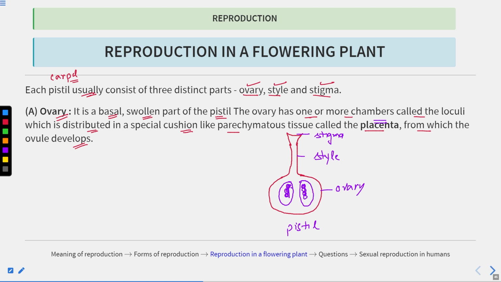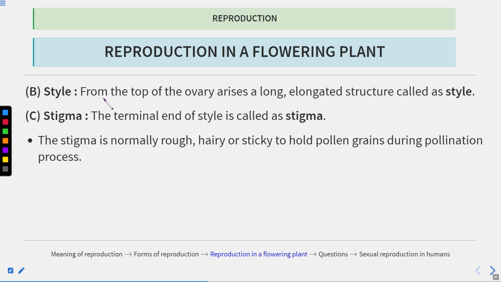Clear? So these are the ovules. Ovules are present within the ovary, and they are attached to the placenta. Now the style forms the top of the ovary and arises as a long elongated structure. So the long elongated structure is known as the style.